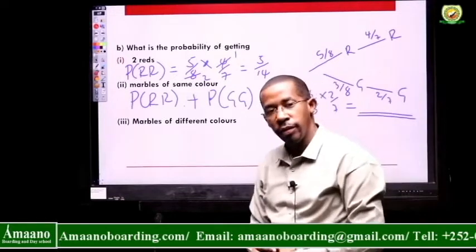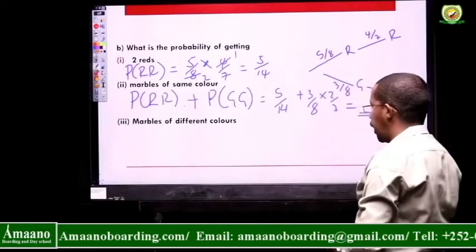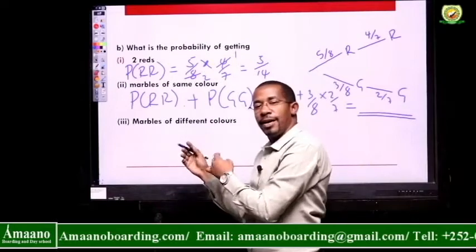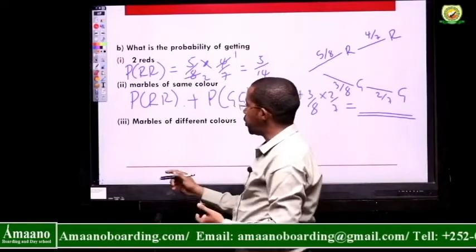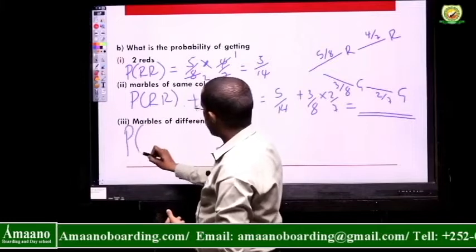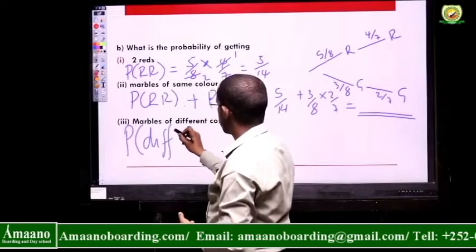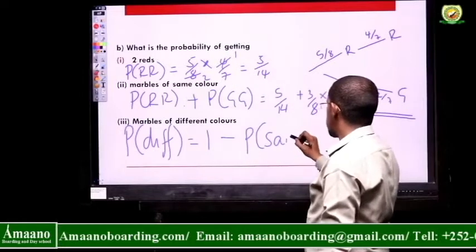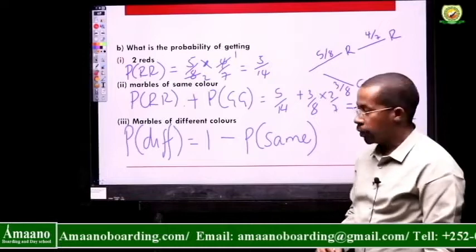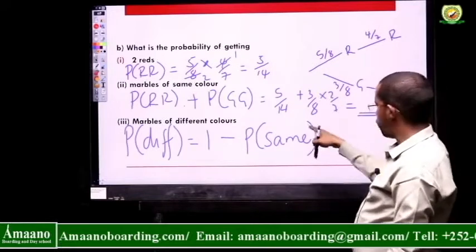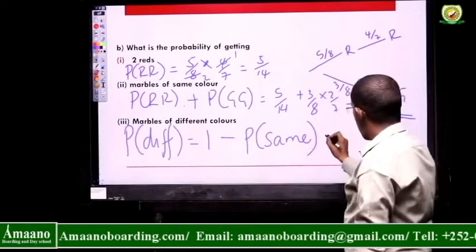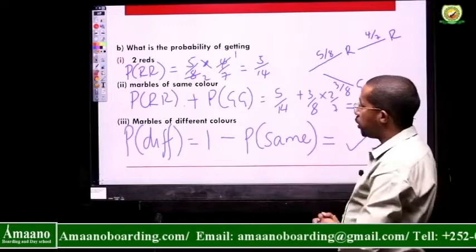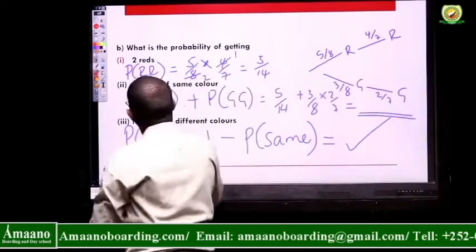Probability of getting marbles of the same color. You need to know that same color and different color are complements, so when you add their probabilities, you get 1. So here you will say probability of getting different colors will be 1 minus probability of getting same colors. Okay? So your answer you have here, put it here, subtract from 1, and you have finished this question. You have solved the problem. This is how we deal with this problem.